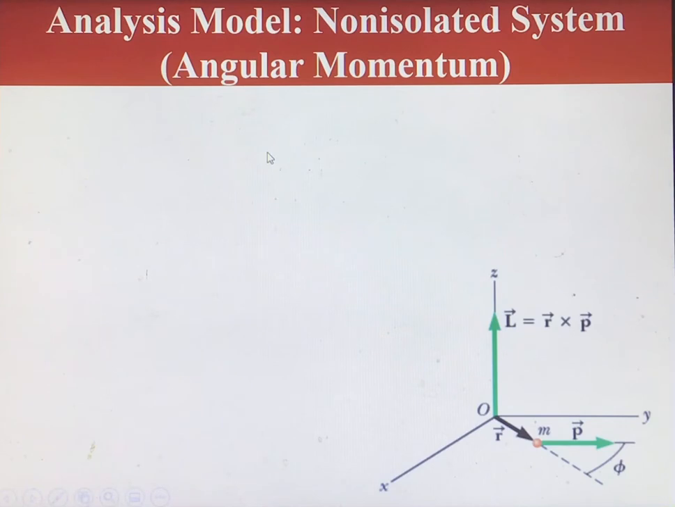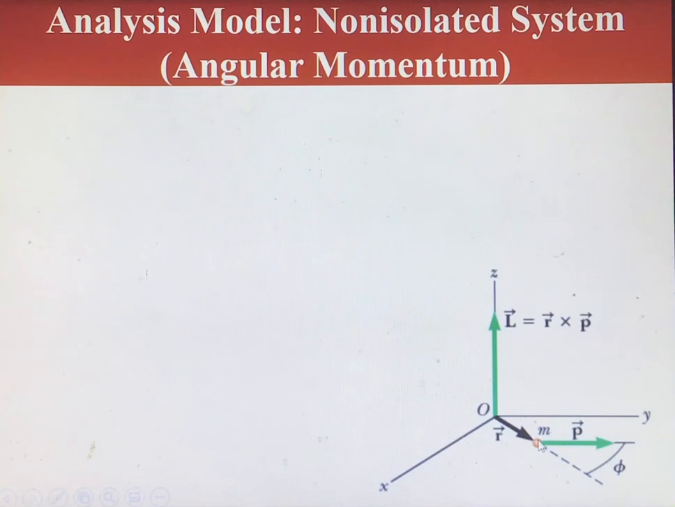In this video, we're going to introduce the angular momentum vector. Then we'll explain how this is related to the torque. So let's look at this figure. Suppose that we have a particle that has a mass m, and we know the position vector of that particle is this vector right here, the displacement vector.